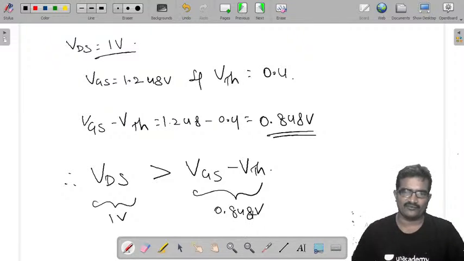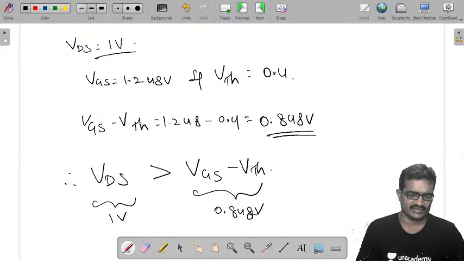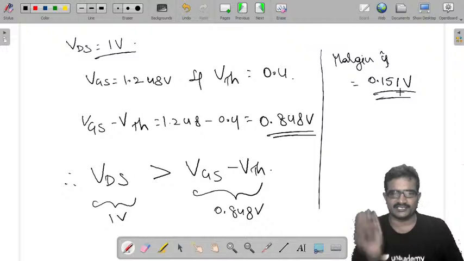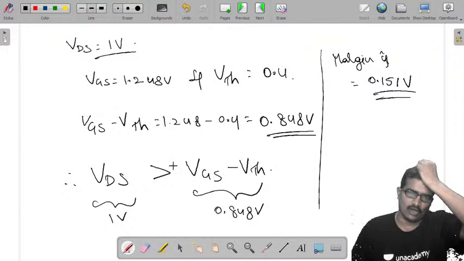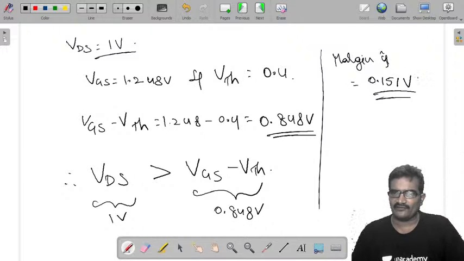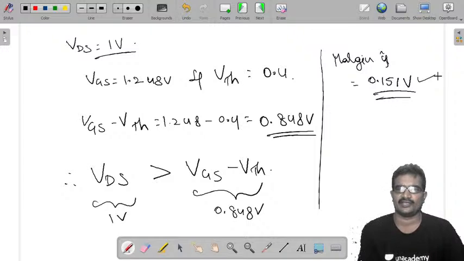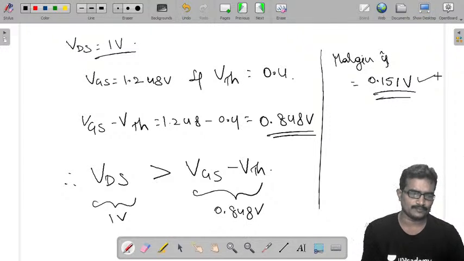Now it is in saturation, fine, but how much margin? See, this margin is very small. Now the margin is 0.151 volt. It's a very small margin. If it is increasing or decreasing by a value of 0.151 volt, then automatically your device is going to be entering into linear region or triode region.